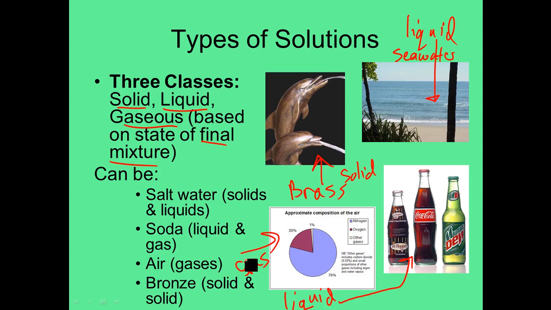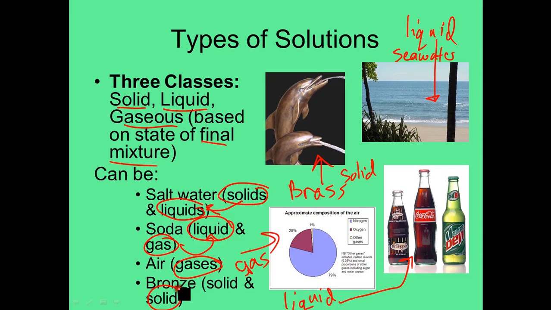Okay, so salt water has two different pieces, solids that are mixed in and liquids. The liquid is water. The solids are various things from salts to basically anything that's in the ocean. There's lots of stuff in there, including sand. Soda, we have a liquid combined with a gas. So the gas is dissolved in liquid. Here we have solid dissolved in liquid. Air, we have gases dissolved in each other.